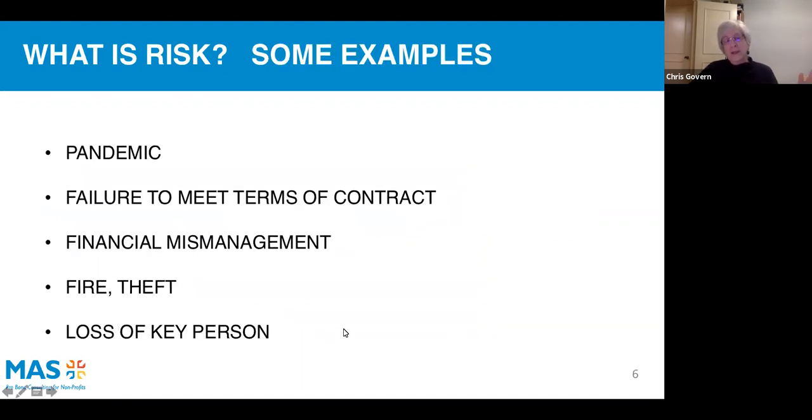So what are some examples? Well, the big example in front of all of us right now is the pandemic. But there are lots of examples of kinds of organizational risks. You have the risk of failure on contracts, that you won't meet the terms of a contract. You have the loss of a key person, for instance, if an ED leaves. You have potential risks around fire or theft. So we're going to talk a lot about examples of risk and how you mitigate risk.